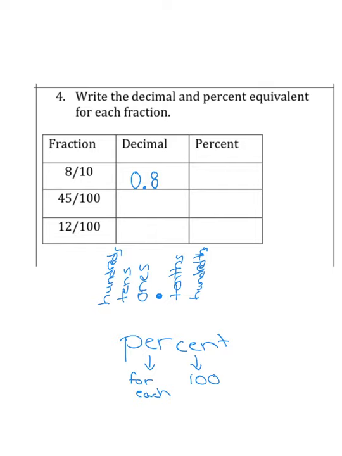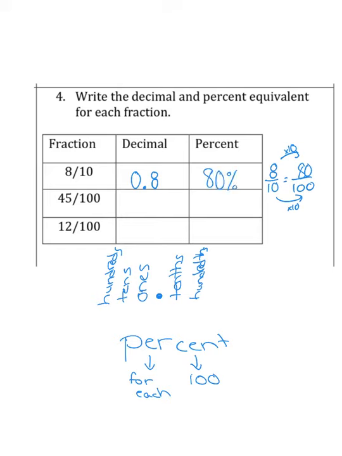And so 8/10 is out of 10, but we know a percent must be out of 100. So 10 times 10 is 100, so we need to do 8 times 10, which is 80. So the answer would be 80%.